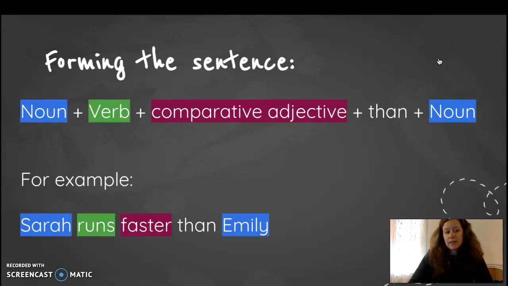To form the sentence, you're going to start with one of your nouns or one of your things that you want to compare. Then comes your verb, conjugated, the comparative form of the adjective that you're using, the word than, and then the second noun that you are using. So let's say, for example, that we're comparing two people, Sarah and Emily. We can say Sarah runs, so that's our verb conjugated for Sarah. Sarah runs faster than Emily.